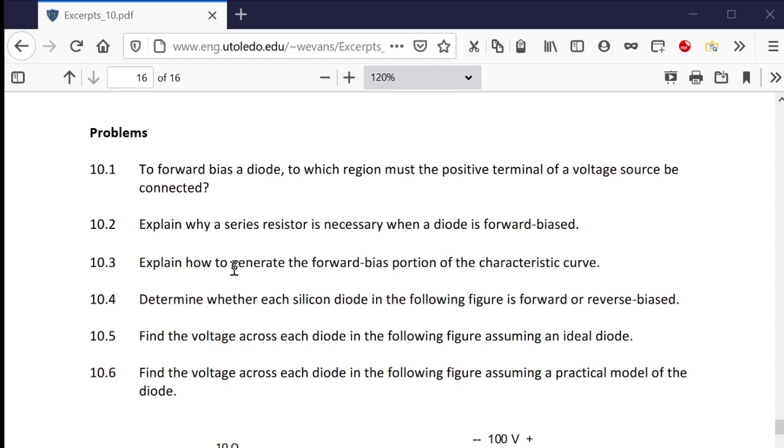Explain why a series resistor is necessary when a diode is forward biased. Well, if you don't have any resistance, I goes to a very large number, and it will burn up the diode. So you need to protect the diode with at least a 1K resistor.